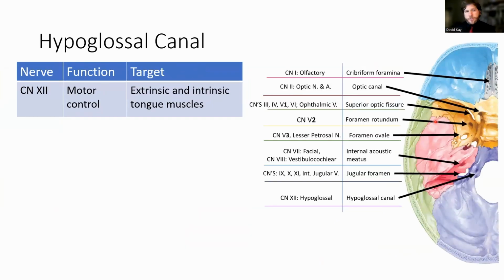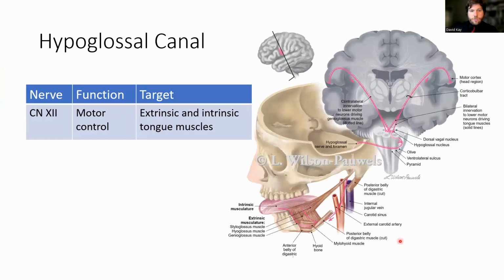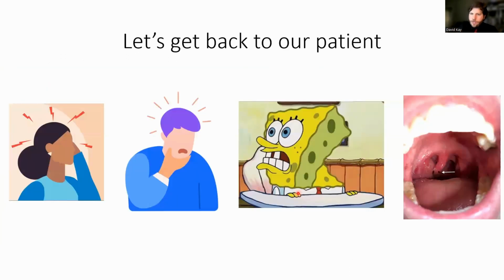Last but not least, we have the hypoglossal canal. Now, the hypoglossal canal is also called the hypoglossal foramen. It provides the passage for the hypoglossal nerves to exit the brain case and go to innervate the extrinsic and intrinsic muscles of the tongue. So now we've looked at all these broad anatomical relationships between all the different cranial nerves and how they exit out of the skull. Let's get back to our patient.